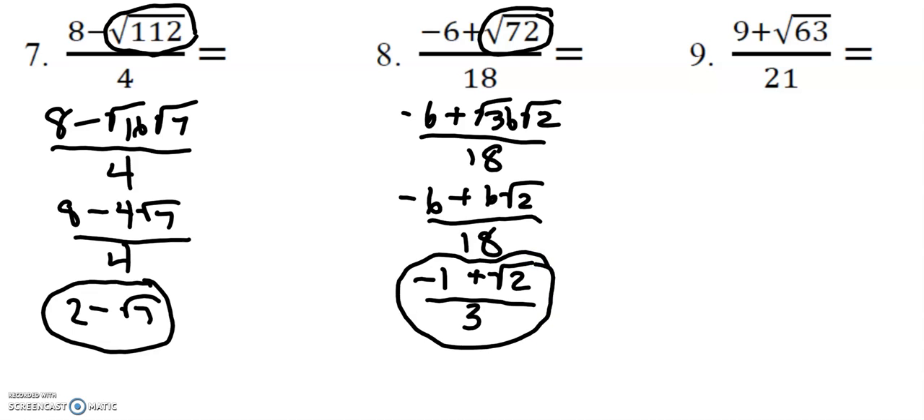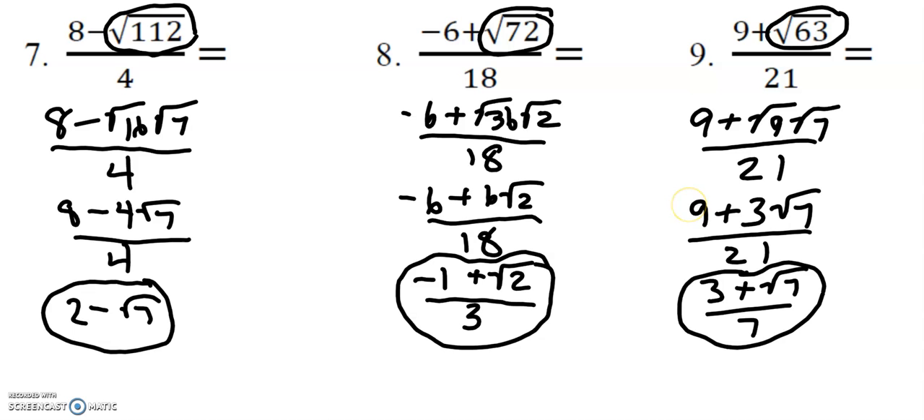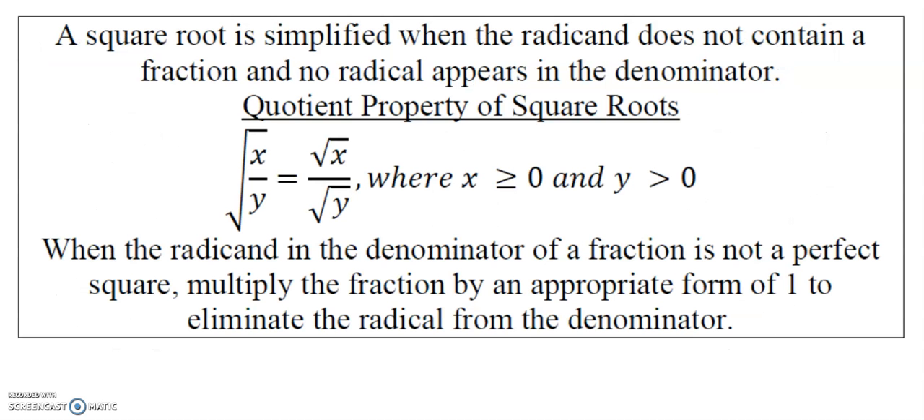Go ahead and pause the video and do number 9. Alright, there's the answer. As you can see, I took the square root of 63 and I broke it down into the square root of 9 times the square root of 7. Simplified, and when I simplified, 3 ended up going into all 3 of the parts. So the final answer was 3 plus 1 root 7 over 7. Alright, so that was review.